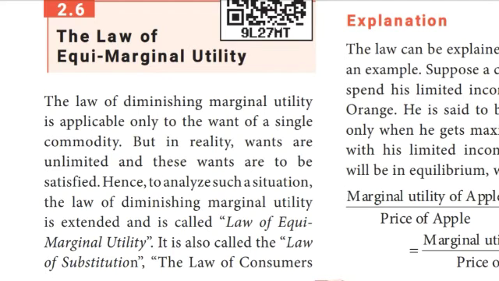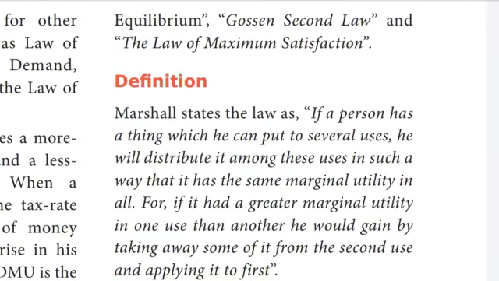The law of equi-marginal utility explains the behavior of a consumer when he consumes more than one commodity. Wants are unlimited, but the income which is available to the consumer to satisfy all his wants is limited. This law explains how the consumer spends his limited income on various commodities to get maximum satisfaction. The law of equi-marginal utility is also known as the law of substitution, or the law of maximum satisfaction, or the principle of proportionality between prices and marginal utility.